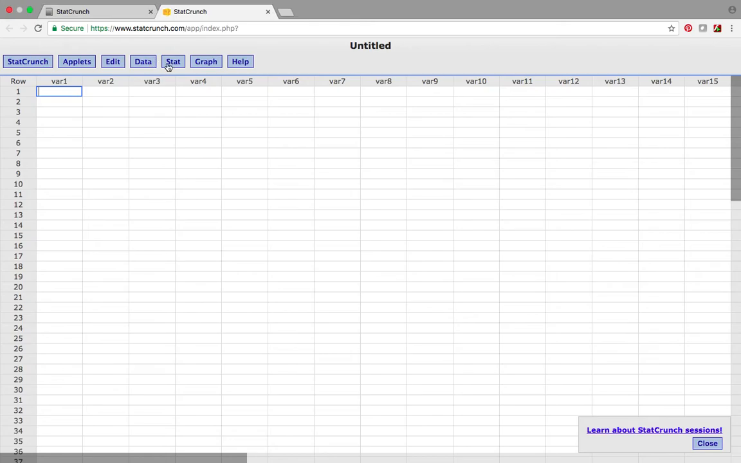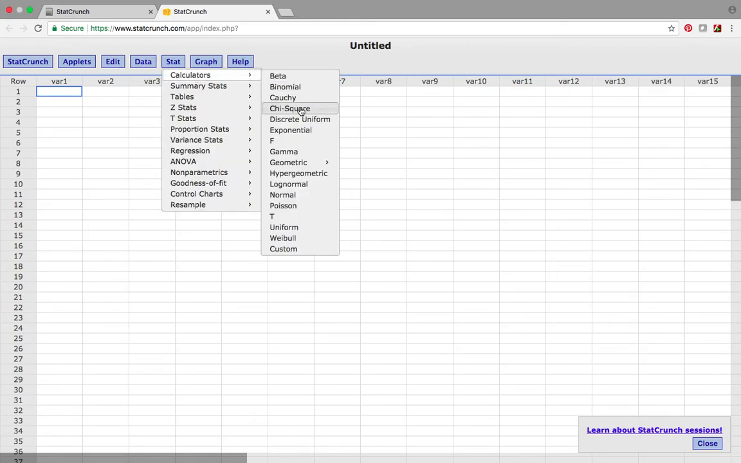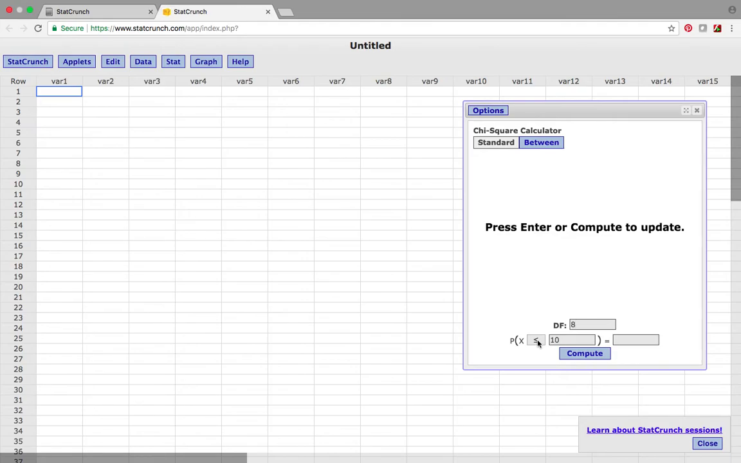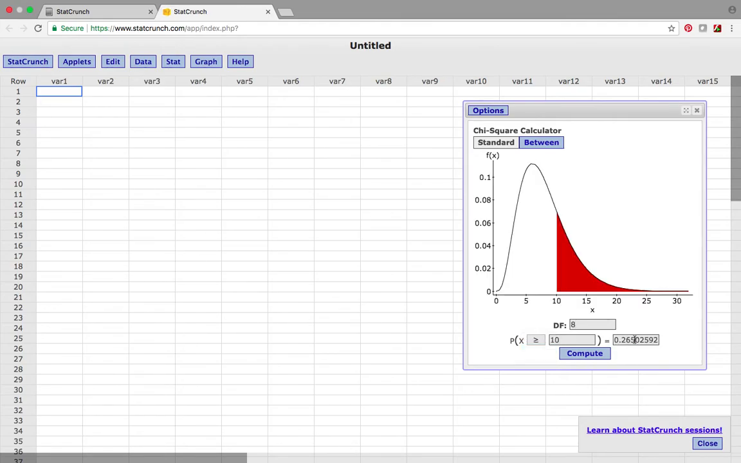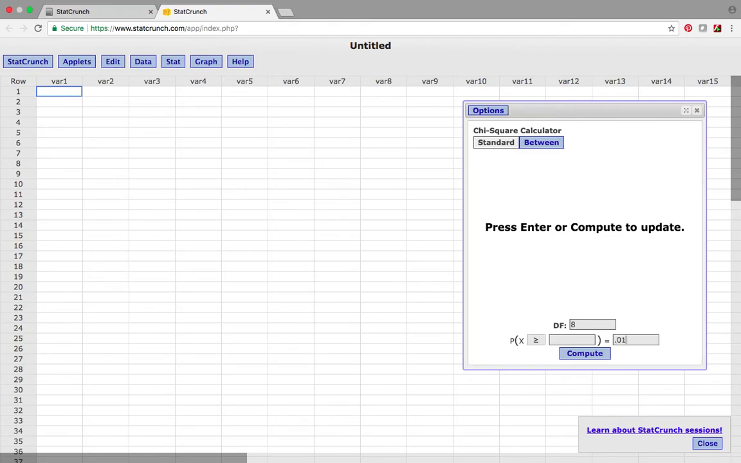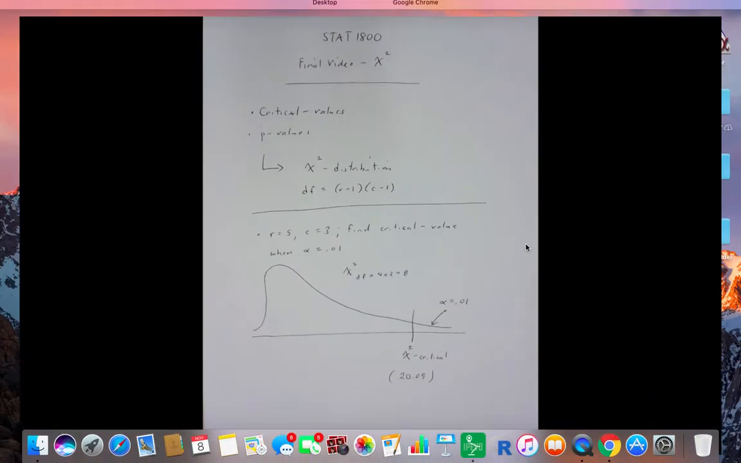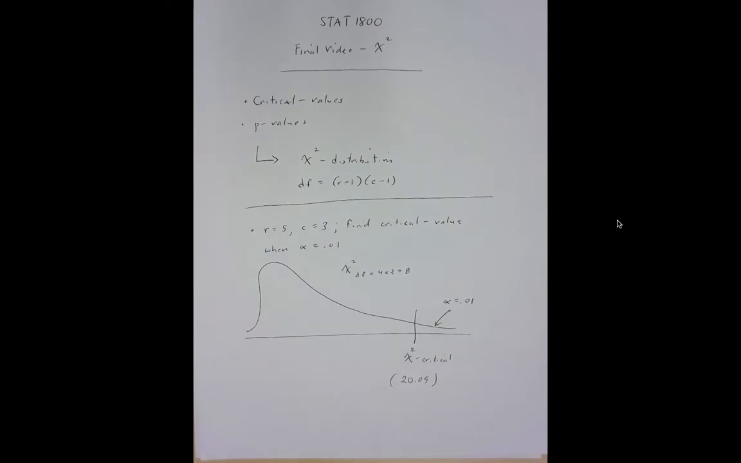Well, the great thing about it is these problems are easily worked when you go to StatCrunch. So guys, again, go to calculator and go to chi-square. And we want our degrees of freedom to be 8, and we want the area above a particular value to be 0.01. So your critical value here would be 20.09. I'm going to write that down. So we would have to have a chi-square test statistic above 20.09 to be statistically significant.